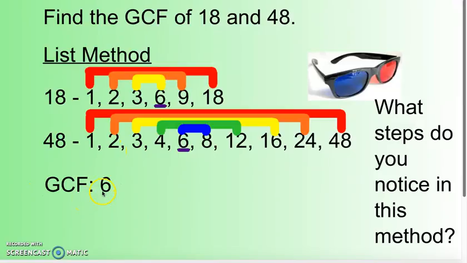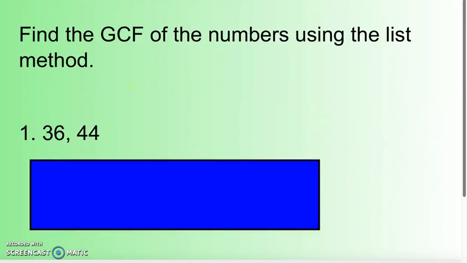That would be the one number in the center of the Venn diagram that would be highlighted, because that's the largest number that they share. Okay? So let's do another one. Find the greatest common factor of 36 and 44 using that same rainbow method or list method, whatever you want to call it. And then let's compare answers.